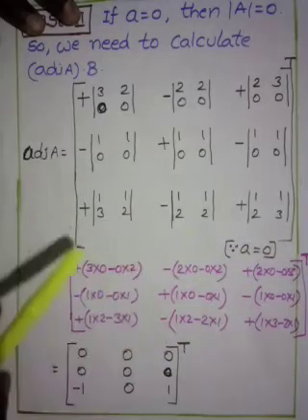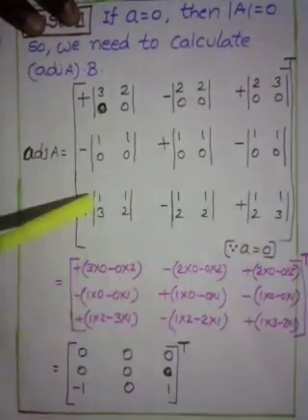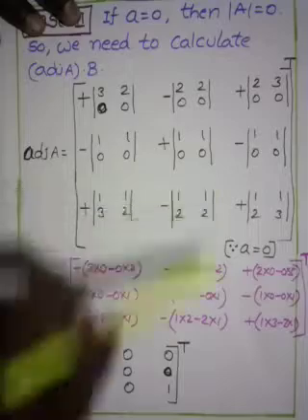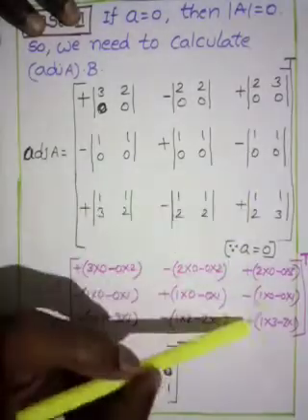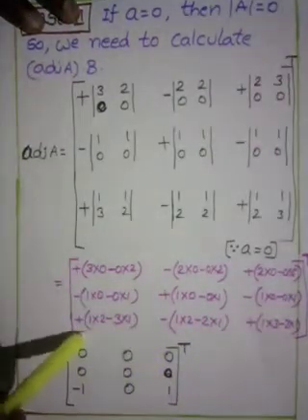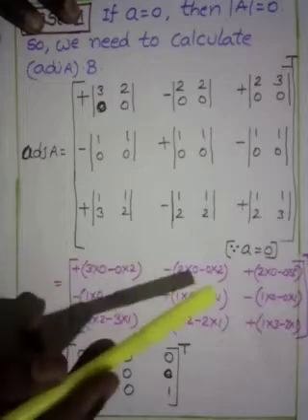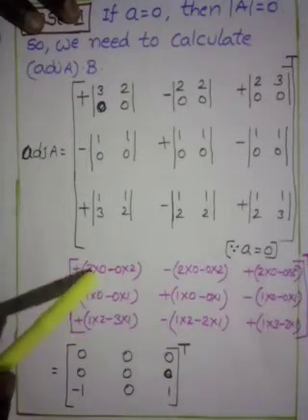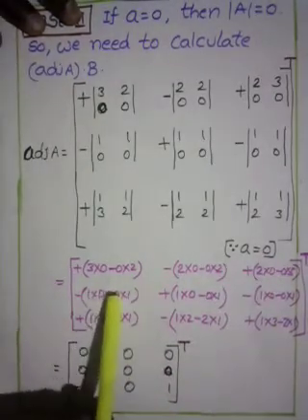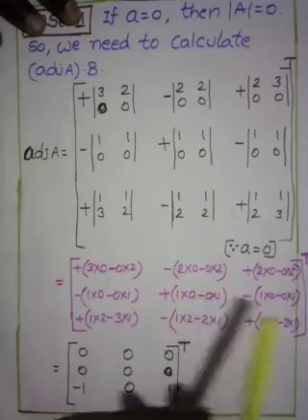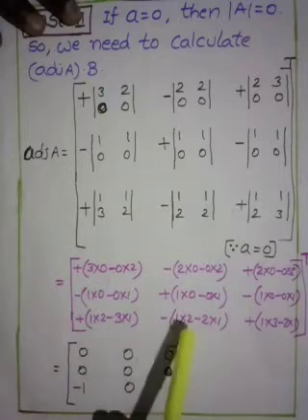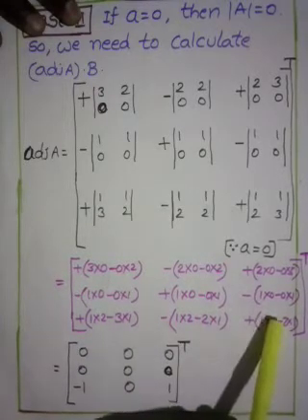Understood these elements in the second row, my dear children? Right. Now come to the elements in the third row: plus 1 into 2 minus 3 into 1, minus 1 into 2 minus 2 into 1, plus 1 into 3 minus 2 into 1. Understood these three elements in the third row? Right. Now we simplify these elements. Here we get 0, here also 0, here also 0 in the first row. In the second row also we get 0 after simplification. In the third row we get minus 1, here 0, and here 1 after simplification.